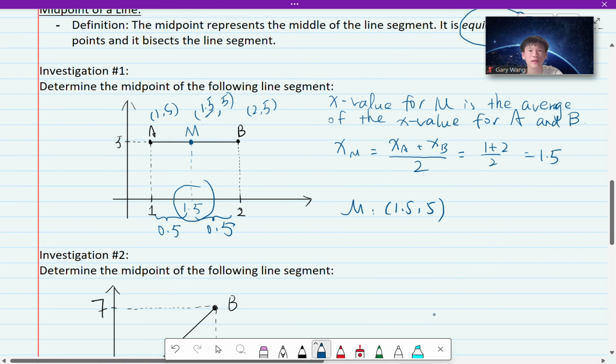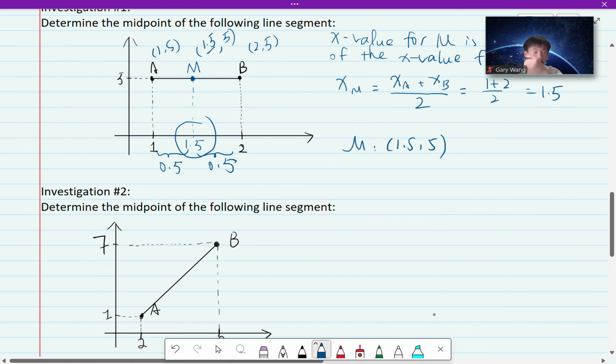Let's look at another investigation. In the previous example, our line segment was horizontal. What about when we have a line segment that is slanted, that is not horizontal?